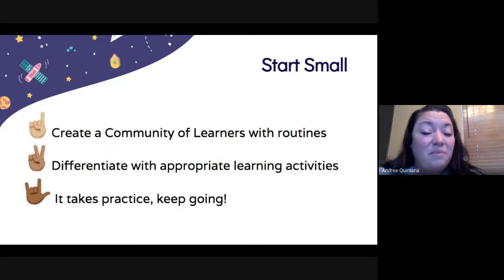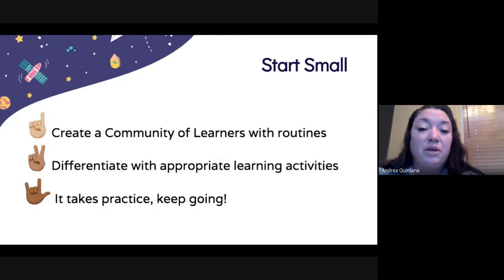The last couple options that I can have for you is start small. Right? So we're going to create this community of learners with routines. Again, modeling those routines, starting out with smaller expectations, smaller time periods, and smaller frequency of groups is really going to help. Possibly even offering your students visual cards, task cards, so they can physically check off the activities that they're doing in those small groups.